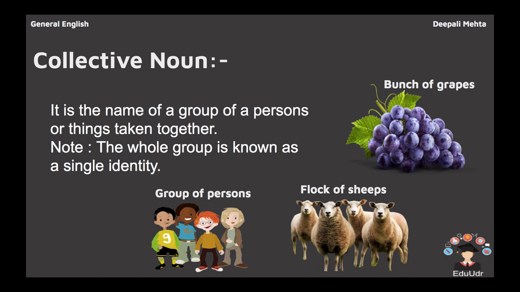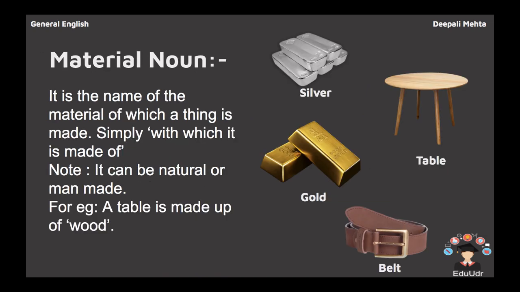The next one is material noun. It is the name of a material of which a thing is made. It simply says that of which it is made up. For example, silver. Silver is used to make silver ornaments. Silver is a material. Gold is used to make gold ornaments. Gold is a material. Wood is used to make a table. Wood is a material. Leather is used to make a belt.